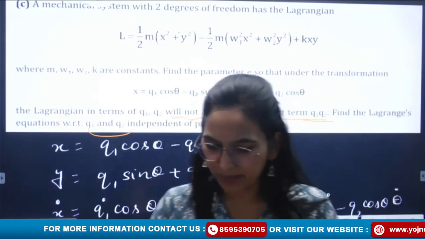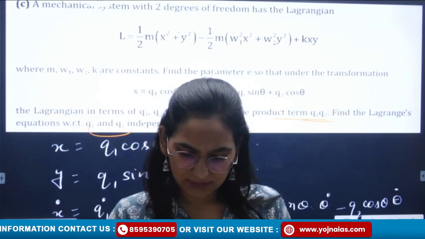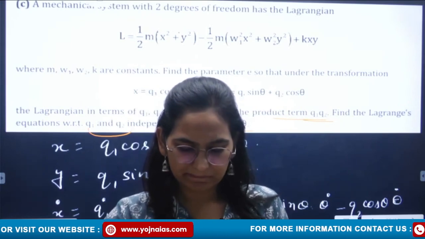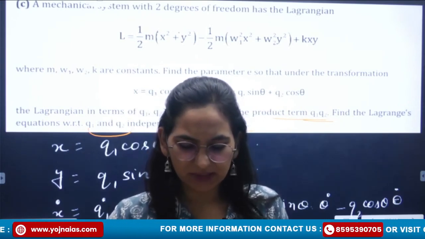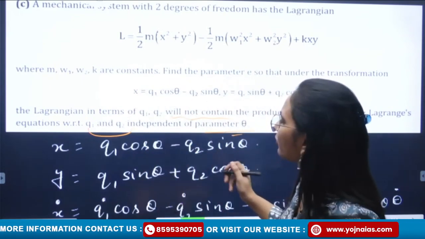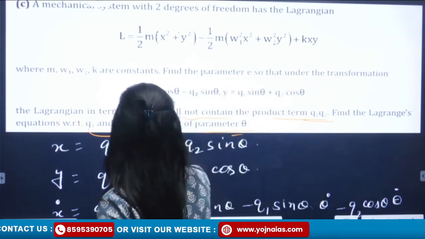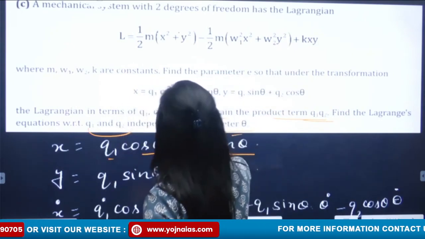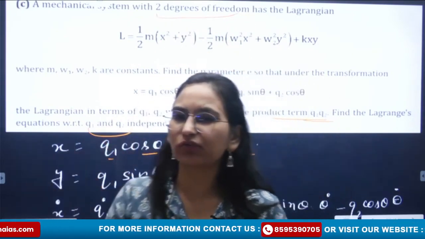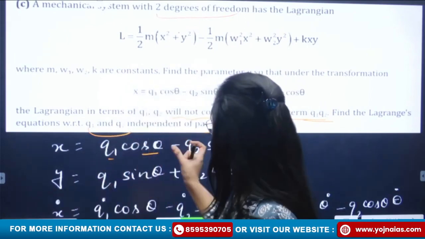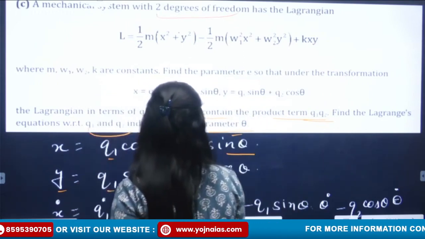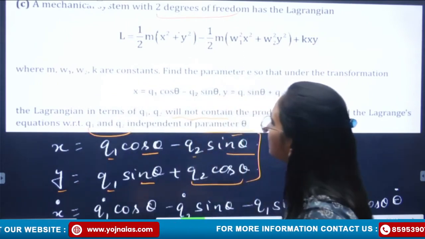Kya karna hai tumhe yahan par, let me tell you, uske baad dekhte hain. So I have written the mechanical equations mein jo coordinates hote hain wo kaise honge. So the coordinates here are of the type x is equal to q1 cos theta minus q2 sin theta, because this is two variable, 2 degree of freedom na. So 2 degree of freedom we have q1, q2 and theta there. So y mein kya hoga, q1 sin theta plus q2 cos theta. These are standard equations of coordinates in mechanical system.